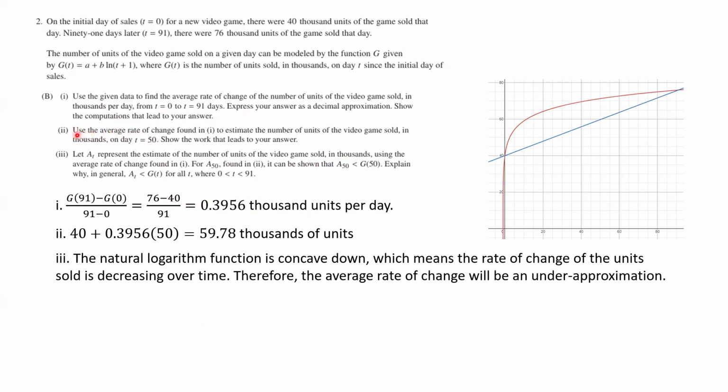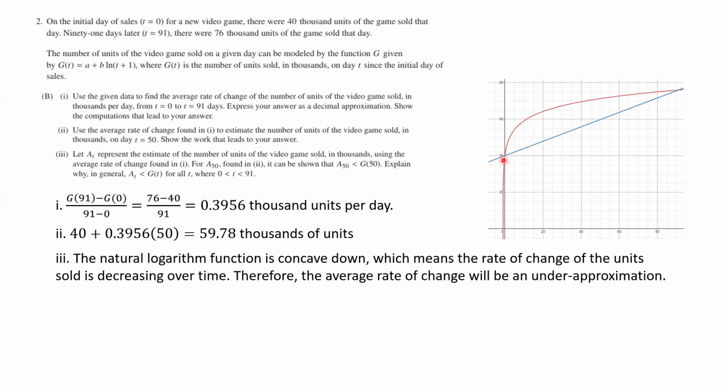Okay, this one, you have to be careful here. Use the average rate of change found in part 1 to estimate the number of units of the video game sold, in thousands, on day t equals 50. Show the work that leads to your answer. I feel like the common mistake will be people just putting 0.3956 times 50. That's not the answer. It's 40 plus 0.3956 times 50.